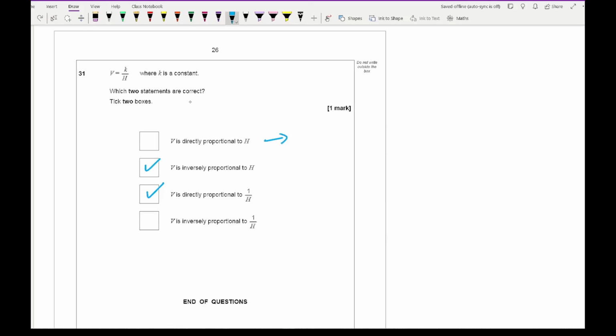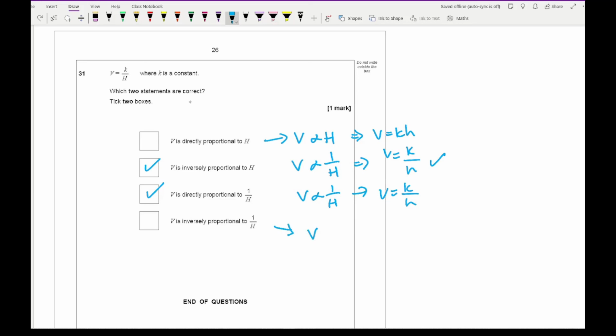So this statement, V is directly proportional to H, gives me V equals KH, which, as you can see, is not what we've got there. V is inversely proportional to H, which then becomes V equals K over H, which is what we've got. V is directly proportional to 1 over H, which again gives me V equals K over H. And V is inversely proportional to 1 over H, so that's going to give me V is equal to H, which is wrong. So that's where our first two options are, and we've come to the end of the paper.